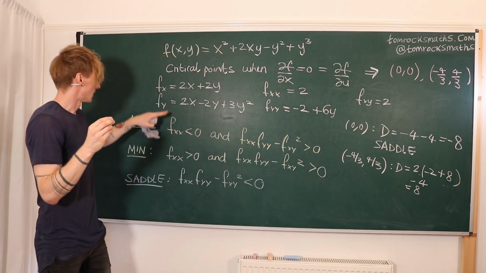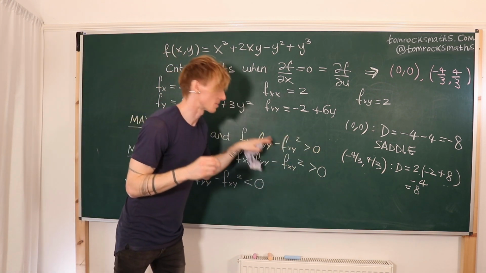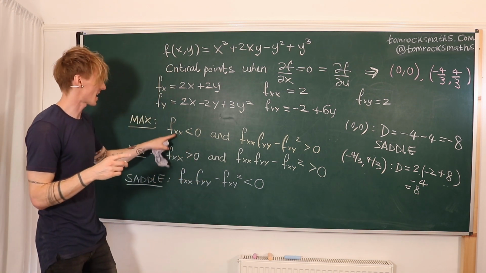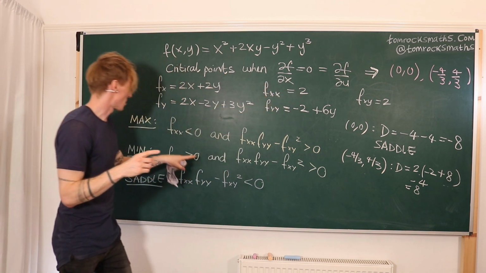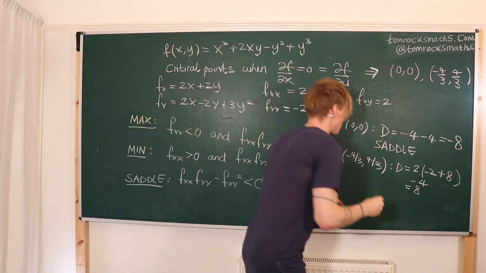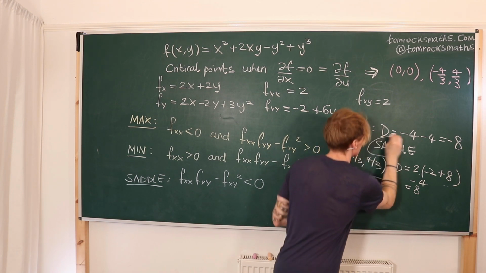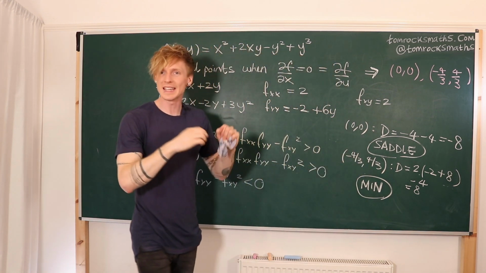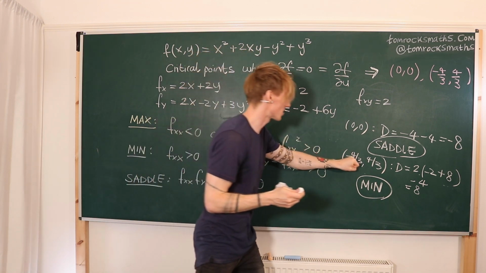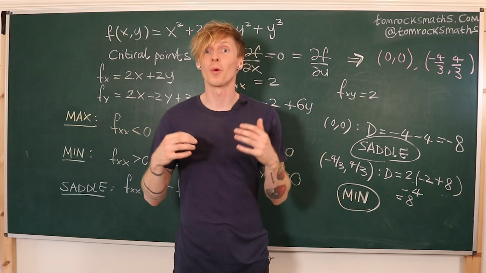So our critical point must be a maximum or a minimum because the discriminant is positive. And then we just have to look at the sign of fxx, which is 2, which is positive, so we have a minimum. So therefore, minus 4/3, 4/3 must be a minimum. So our two critical points, in summary, we've got 0, 0 is a saddle point, and minus 4/3, 4/3 is a minimum.